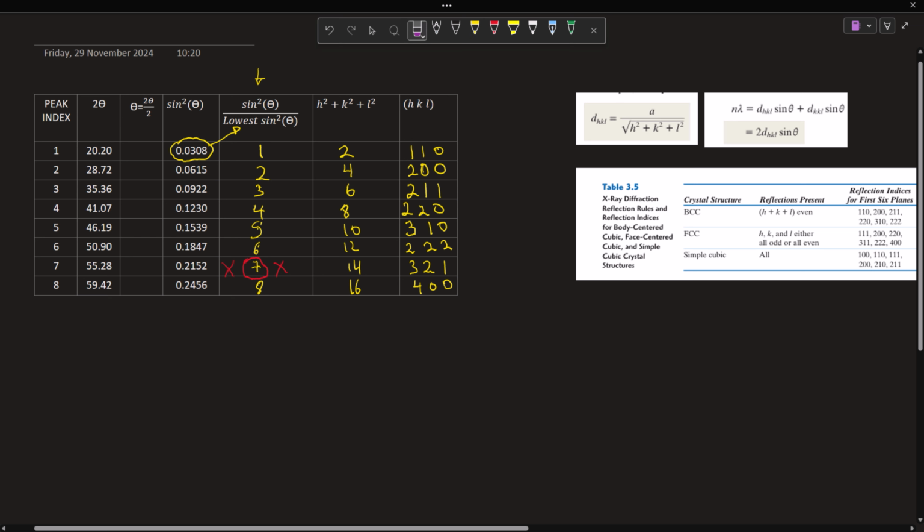By the time you begin to solve and you're getting the same lattice parameter consecutively, you know that, okay, yes, you are doing the right thing and you are on the right path.